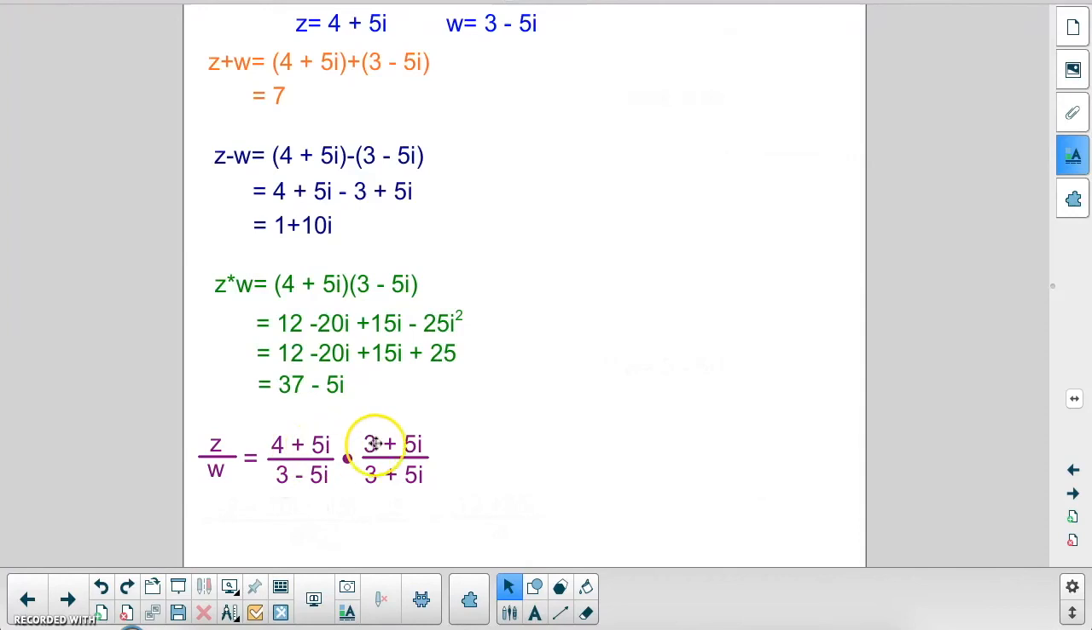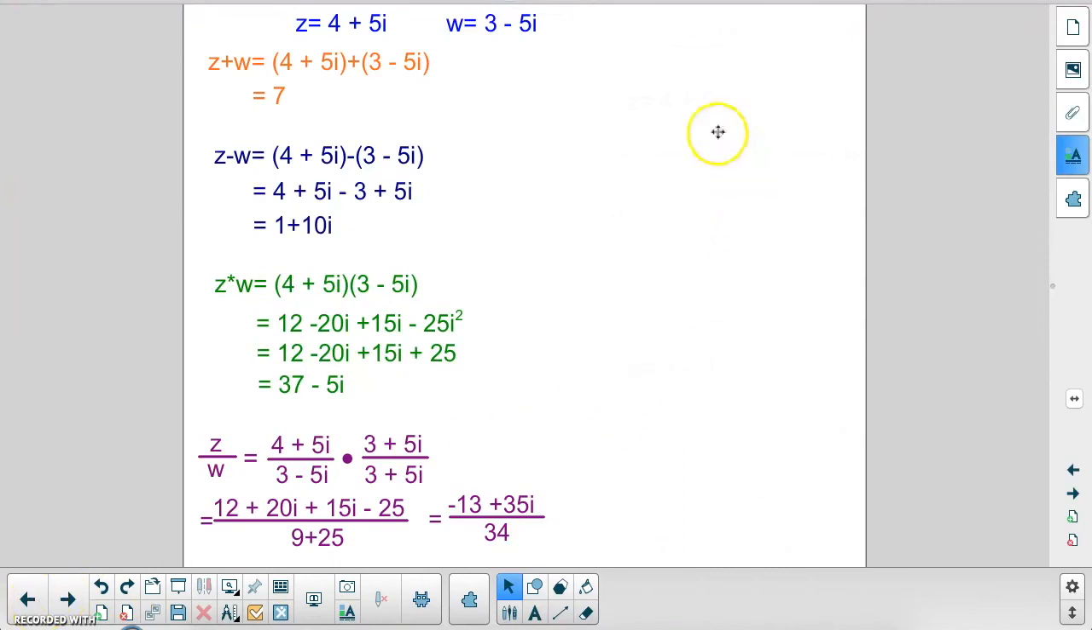So now I'm going to FOIL the top and FOIL the bottom, and I'm left with 12 plus 20i plus 15i minus 25 over 9 plus 25. Now just simplify your like terms, and we have negative 13 plus 35i divided by 34.